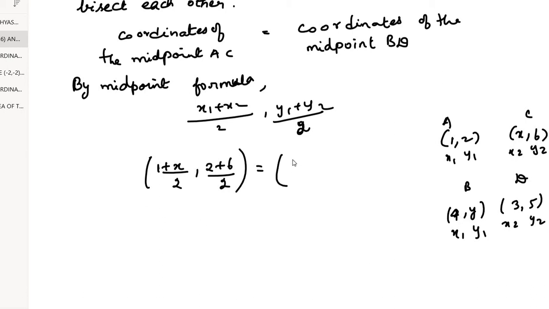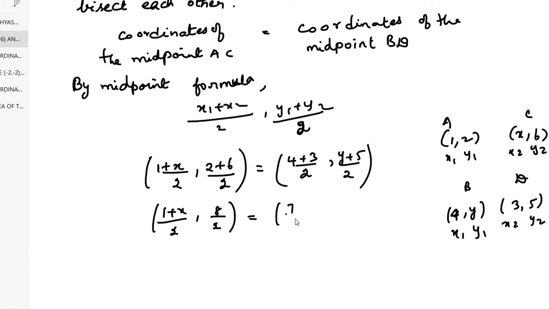When I substitute in this, what will I get? (4 plus 3) by 2, (y plus 5) by 2. So I am getting (1 plus x) by 2, 8 by 2 on one side, and 7 by 2, (y plus 5) by 2 on the other. Now I can equate this and this, right? So (1 plus x) by 2 is equal to 7 by 2.